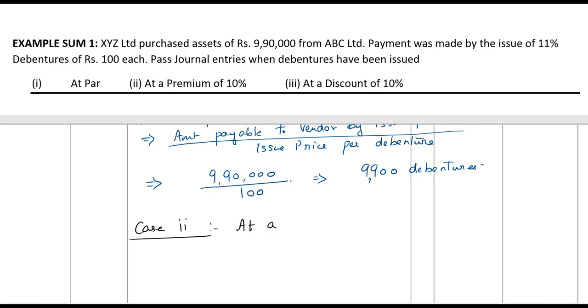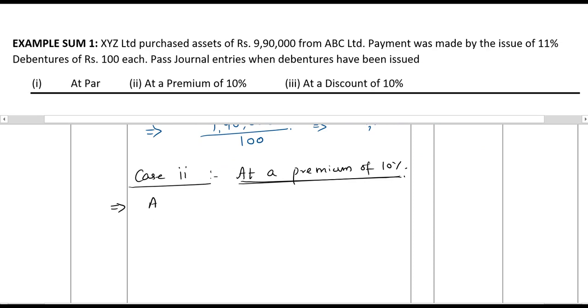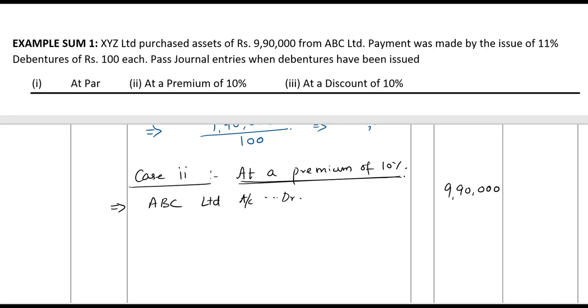At a premium of 10%. The journal entry in this case: ABC Limited account debit. The amount payable to ABC being 9,90,000 rupees, to 11% debentures account, and we need to credit securities premium reserve account.